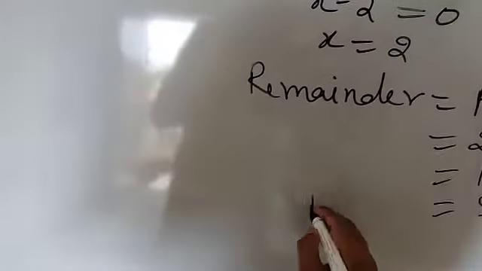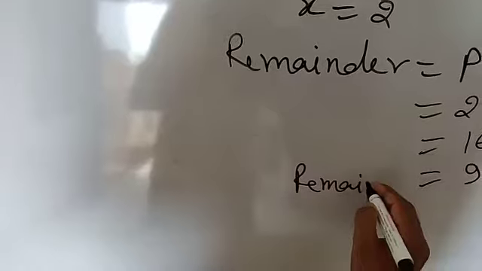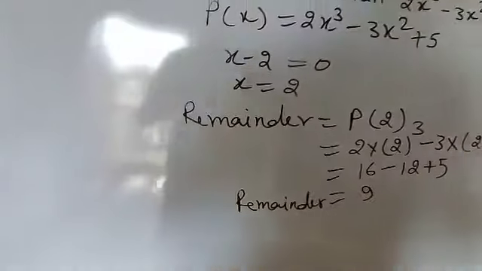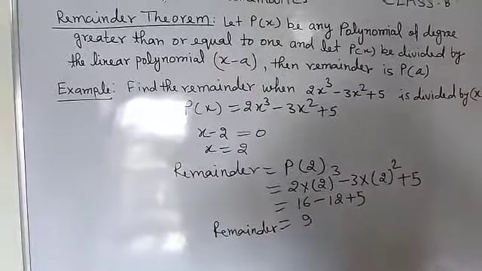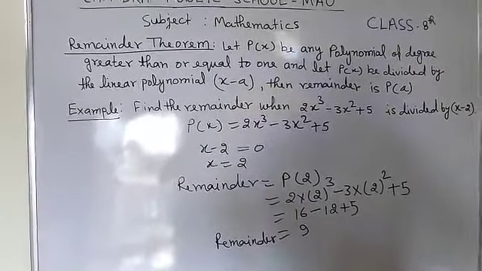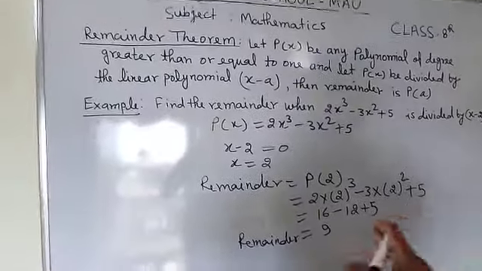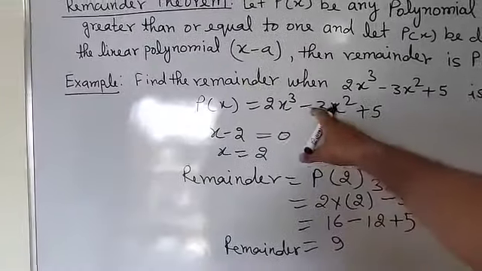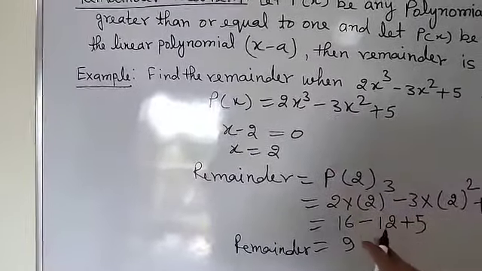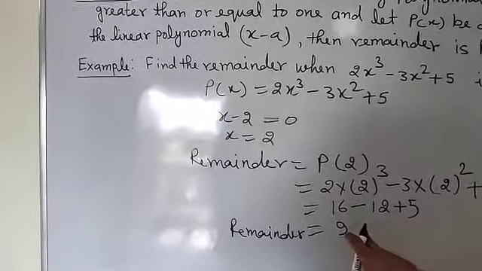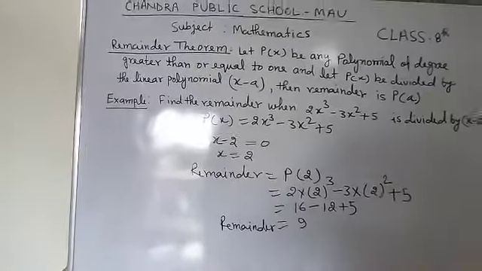So here the remainder equals 9. So by using the remainder theorem you can directly get the remainder. You can check that solution by dividing it by the long division method. After dividing it you will get that the remainder is 9. So it is called the remainder theorem.